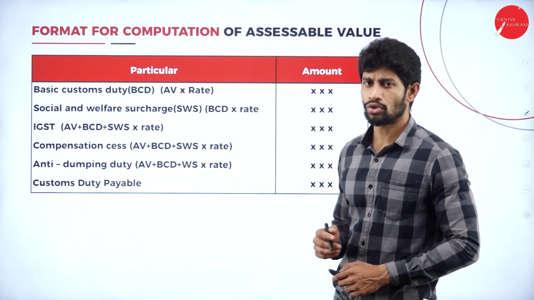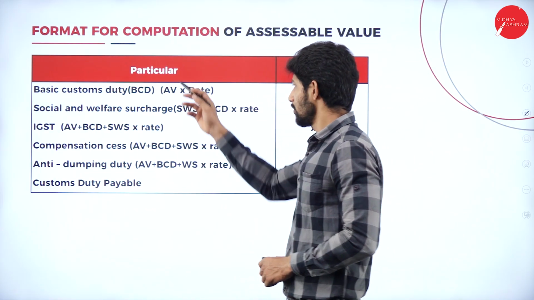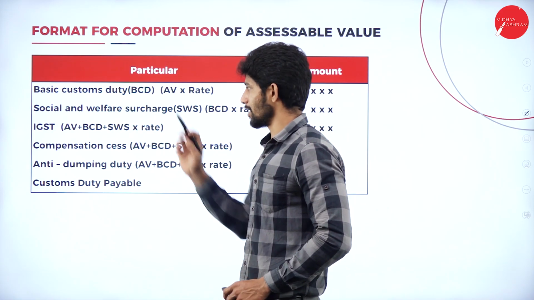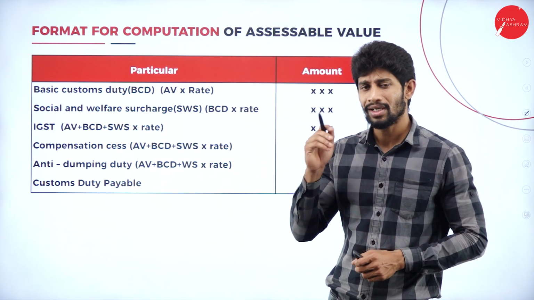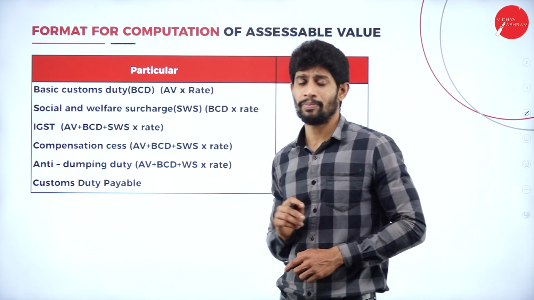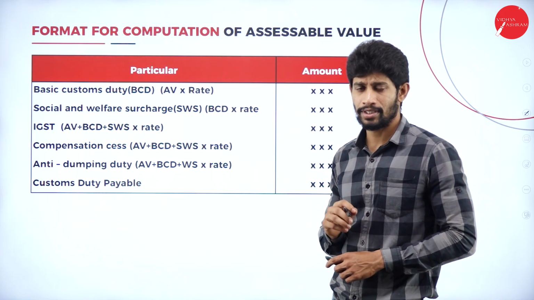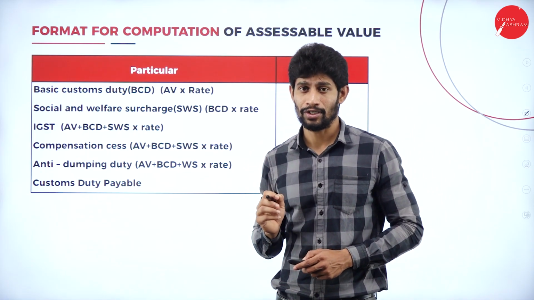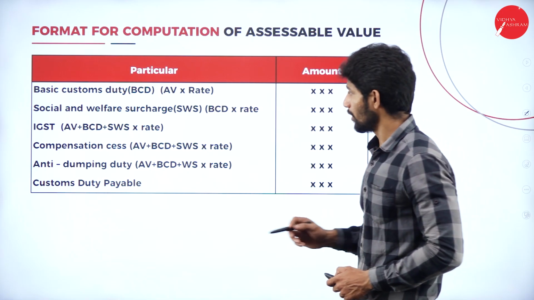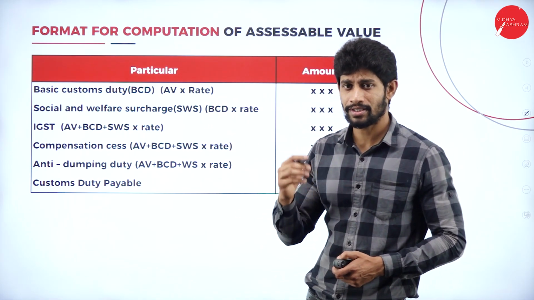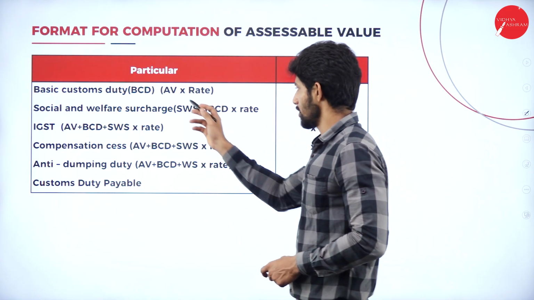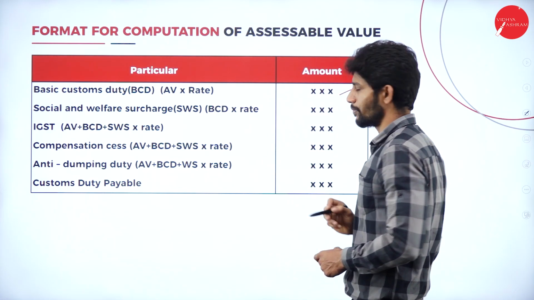Next, moving on to the computation of customs duty payable, we are supposed to make two columns, that is particulars and amount. Here, basic customs duty, also called BCD. How are we supposed to compute the basic customs duty? We compute it based on the assessable value. Whatever value you get here as the assessable value, this value into rate of tax, whether it is 10%, 20%, 30%, prescribed by the customs authority. So assessable value into rate, you will get the basic customs duty value.